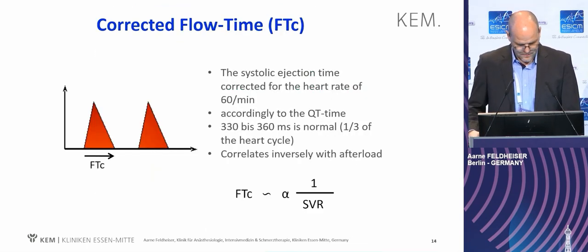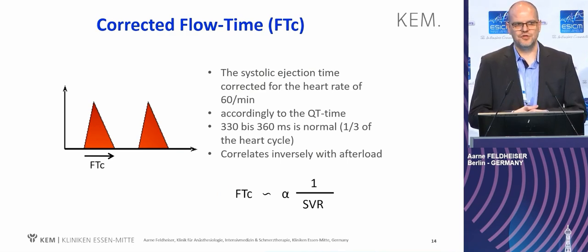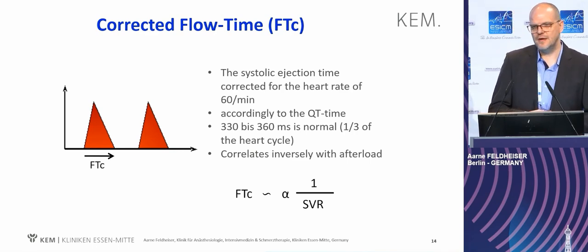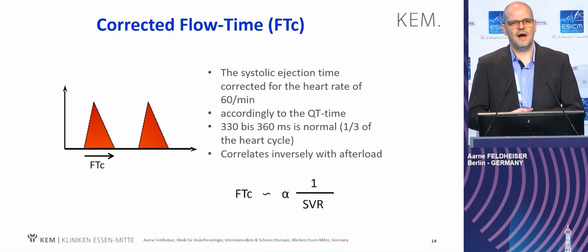Okay, so further algorithm parameters by the esophageal Doppler is the FTC. It's the corrected flow time. It's the systolic flow time corrected to a heart rate of 60, like the QT interval, yeah? And it's normal that it's one third of the cardiac cycle. This is a very good afterload measurement parameter.